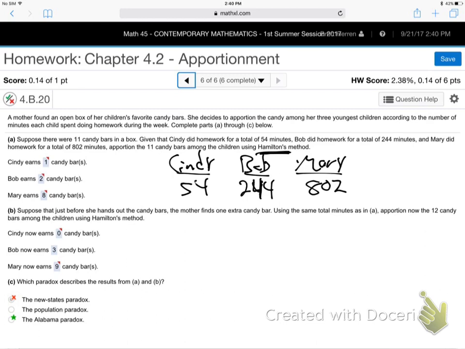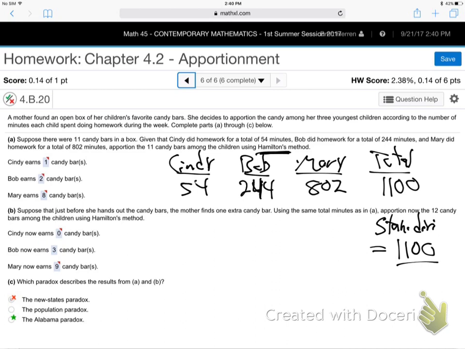So how's she going to do that? Well, we got to have the total. What's the total of all those? 54 plus 244 plus 802. I'm messing up my calculator here. Here we go. 1,100. 1,100 minutes. And then the standard divisor. Remember, it's total population, or total minutes, in this case, 1,100, over 11 candy bars. Candy bars are like the seats. The kids don't want seats. They want candy bars, right? Divide that. That's a nice clean 100, isn't it? So that's my standard divisor. So that means go back now and divide all these by 100. That's easy.